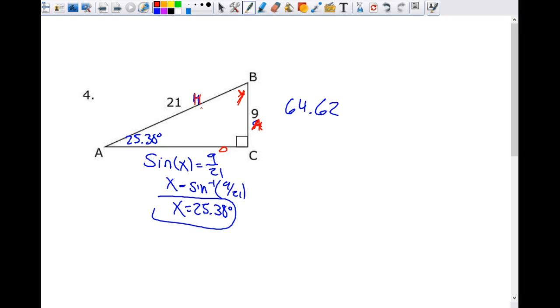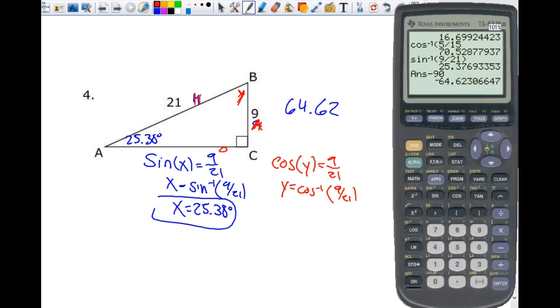So now instead of having sine, we have adjacent over hypotenuse, which is cosine of y is equal to 9 over 21. Y is equal to inverse cosine of 9 over 21. And if we did this correctly, we should get this number. Inverse cosine of 9 divided by 21. Oh, wow. Look at that.